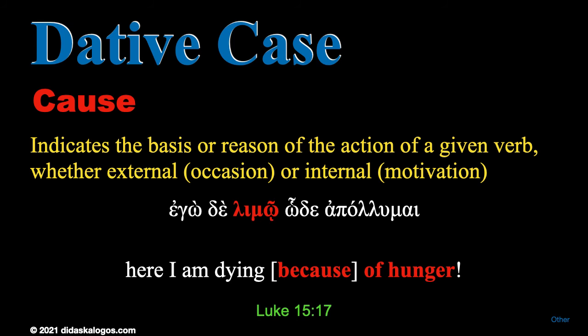The third type of dative, or the last type of dative, is the other types of dative. Dative of cause indicates the basis or reason of the action of a given verb, whether external or internal, giving the occasion or the motivation for the verb. Ego de limo hode apollumai. Here I am dying because of hunger. So limo is the cause of his dying or being destroyed.